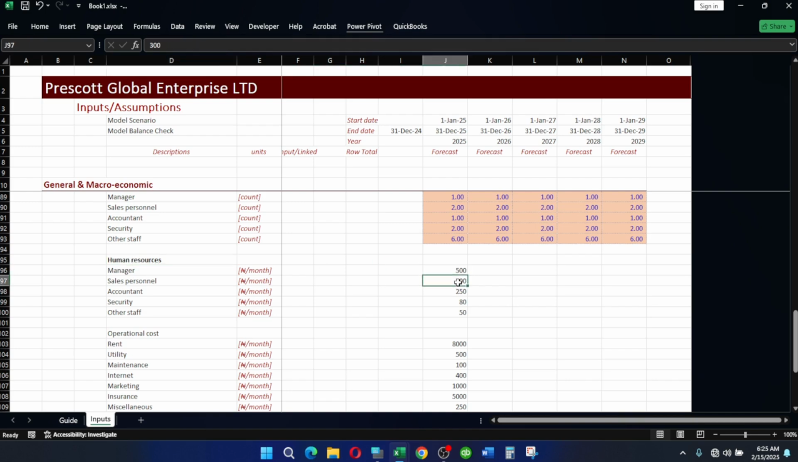We're going to pay the 2 sales personnel 300,000 per month, right? This is just an assumption. We're just building an assumption. The accountant is going to be paid 250. We have the security man 80, and we have this to be 50. So we assume that across the entire 5 years, we are going to be paying them that.